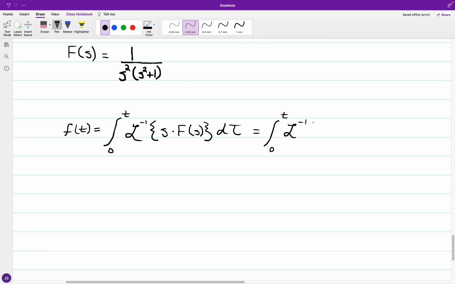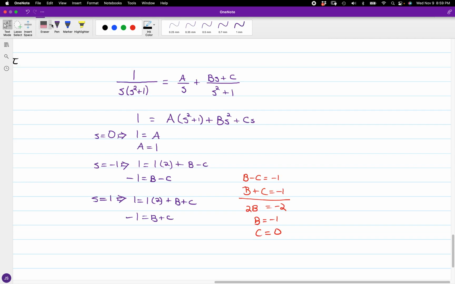So we're going to have the inverse Laplace transform of not 1 over s squared times the quantity s squared plus 1, but the reciprocal of s times the quantity s squared plus 1. Once we take the inverse Laplace transform of this, we're going to integrate, and again, the variable of integration will be tau. To be able to integrate, we're going to take the partial fraction decomposition of s times F of s.